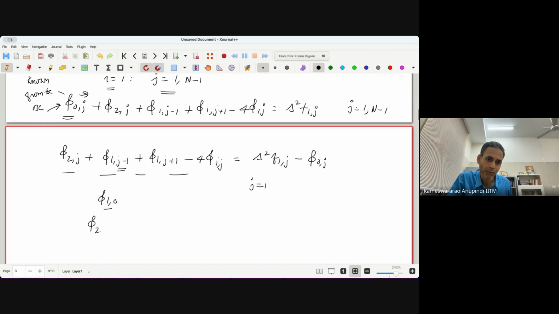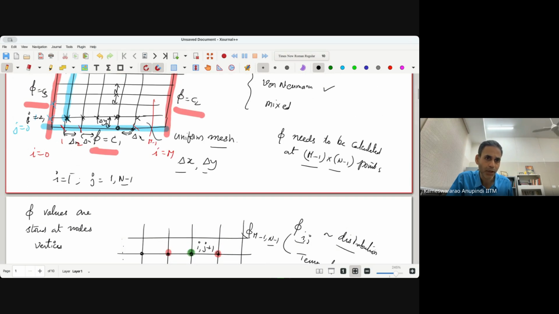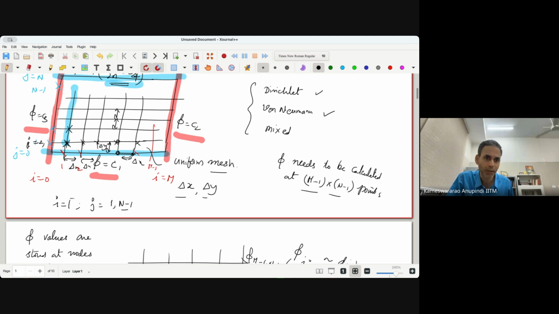That means we end up with only phi 2j plus phi 1j plus 1 minus phi 1j, where j equals 1, equals del square f1j minus phi 0j minus phi 1 0, right? That means we are looking at this corner point, which essentially depends on this point, this point, this point, and this point, out of which these 2 points are already known, so they can be sent to the right hand side. And we are only depending on 1, 2, 3. That means this point needs to be evaluated in terms of these 2 values. That is how it is.